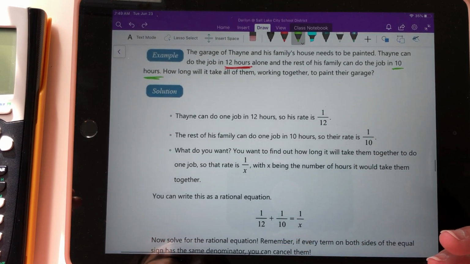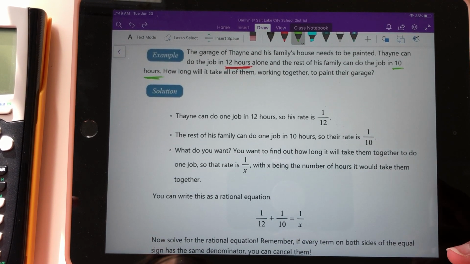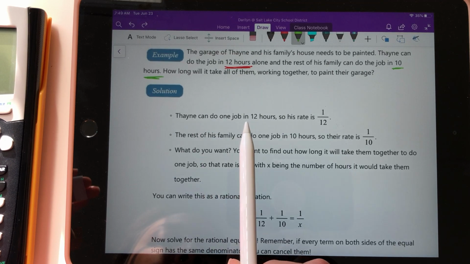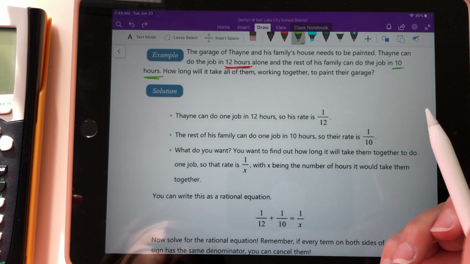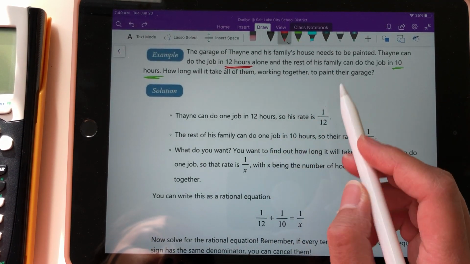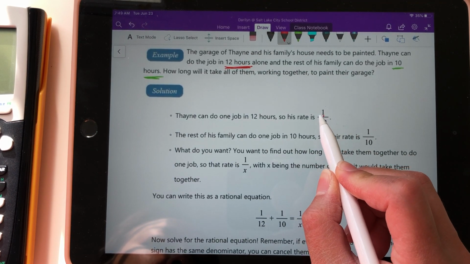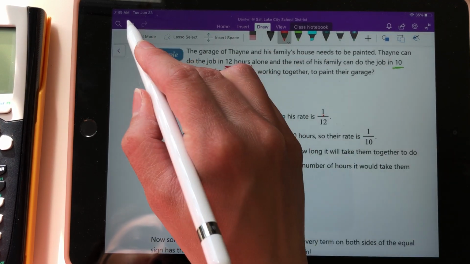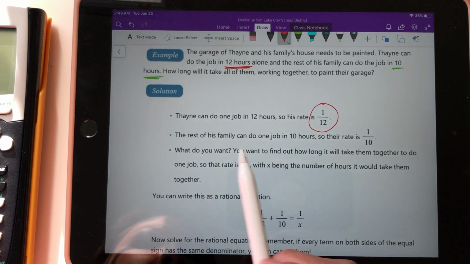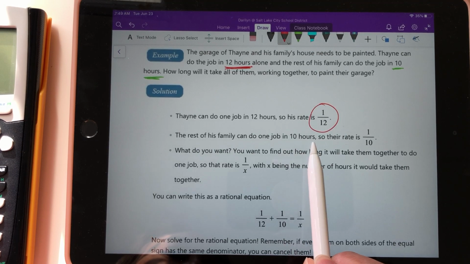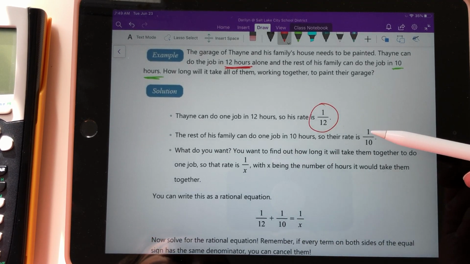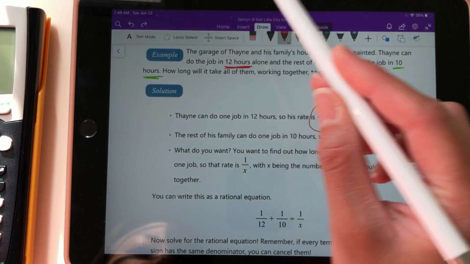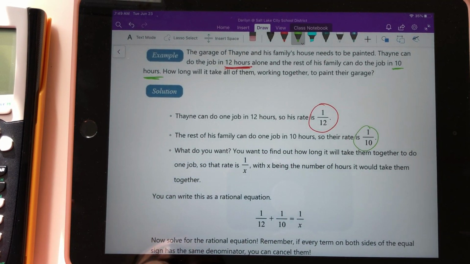The way that we're going to set this up is as a rational equation problem, which is something that you guys worked on in term 2, I believe. So Thane can do the job in 12 hours. So Thane's rate is one job in 12 hours. So you have one job over the 12 hours. So this is Thane's rate. Then the rest of his family can do the job in 10 hours. So the family's rate is one job in 10 hours. So this is the family's rate.